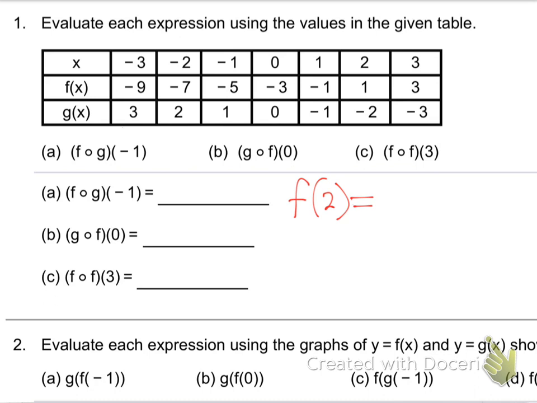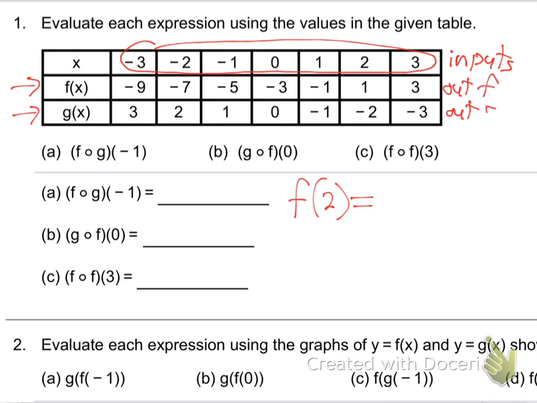Well, how you read that table, the top row is our inputs. It's our x's. It's what we're plugging into the function. And then the f and the g, this is what comes out of f. This is what comes out of g. So if we put in a 2, what are we going to get out? So if we put in a 2 right there into f, what's going to come out? So you go down the f, down the 2, boom, out comes a 1.